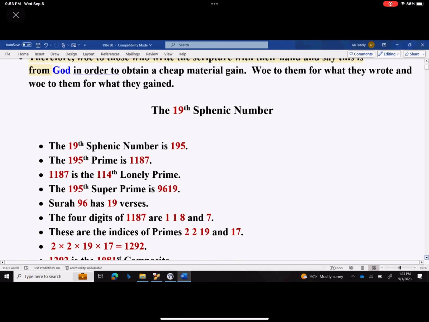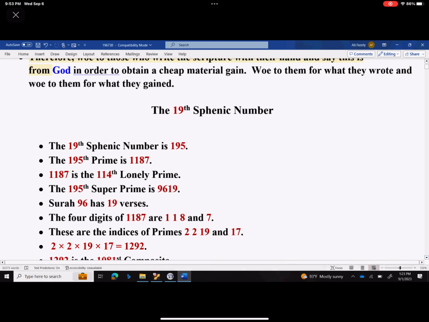We know that 195 is the numerical value of Kaf, Ha, Ya, and Sad in chapter 19. Okay? And the 195th prime is 1187. 1187 happens to be the 114th Lonely prime. So what it does, it connects the number of initials in chapter 19 to the number of surahs in the Quran.